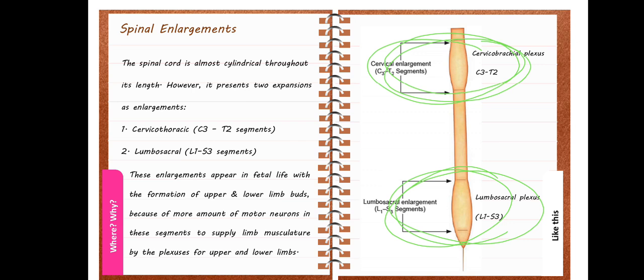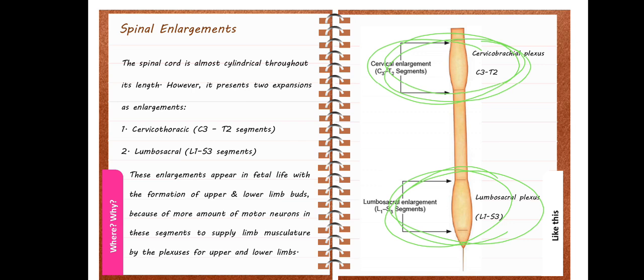Now, these enlargements appear in fetal life during the formation of the upper and lower limb buds, because of the greater amount of motor neurons in these segments to supply limb musculature by the plexuses of the upper and lower limb. Remember, the plexus that supplies the upper limb is the brachial plexus, and this originates majorly from the cervical enlargement, and the plexus that supplies the lower limb is the lumbosacral plexus, which emerges from the lumbosacral enlargement.